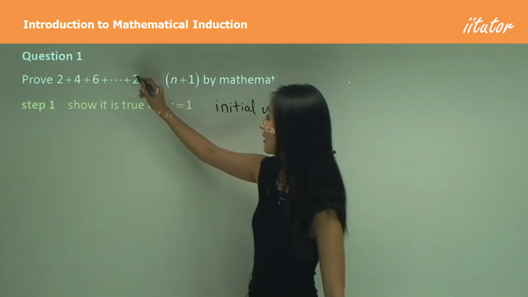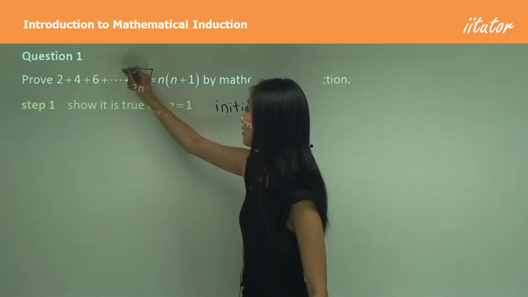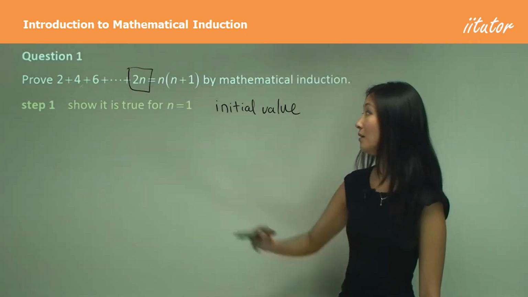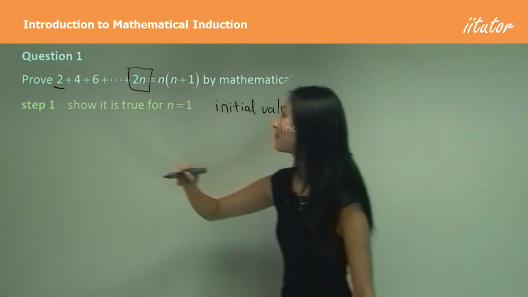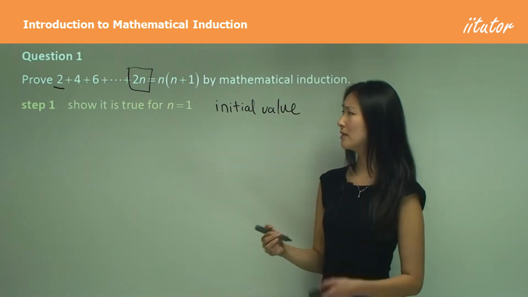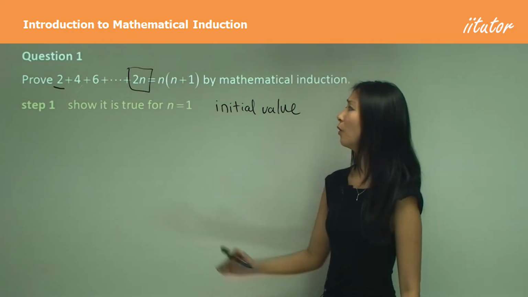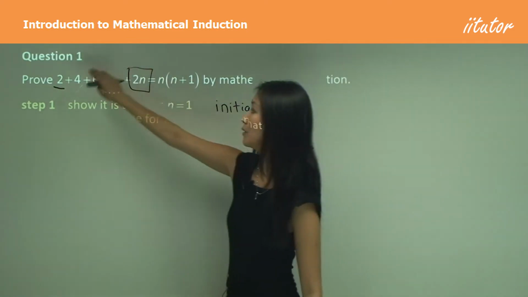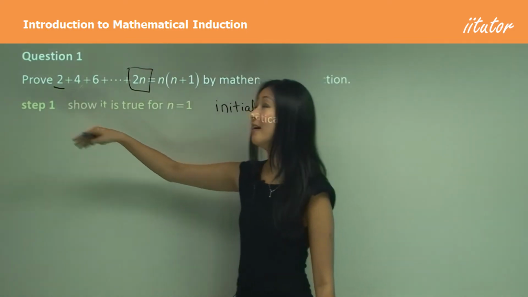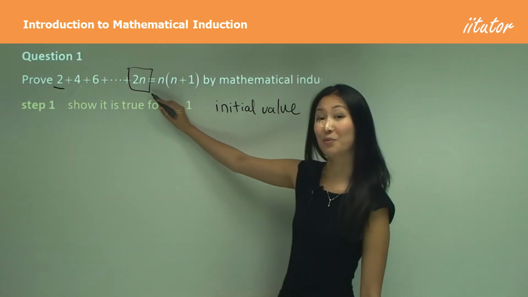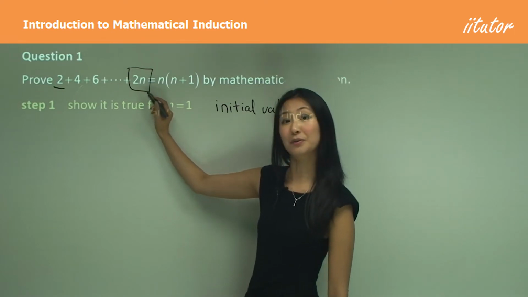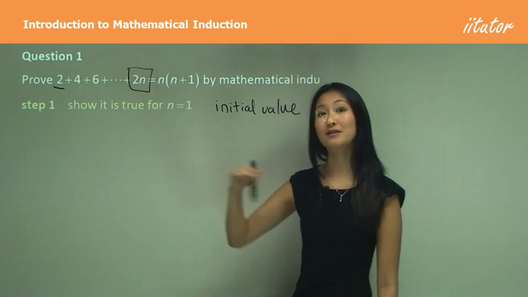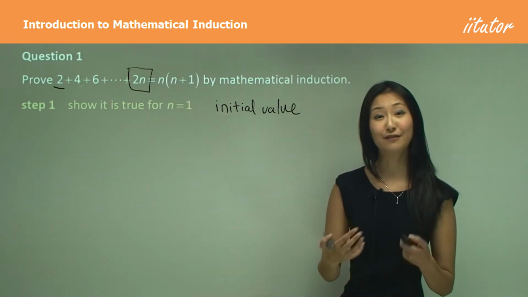So what we consider is, firstly, your general formula here, which is 2n, and then we consider our first value. And then we think, what does n have to be for the general formula to equal the first value? And you can see that n has to be 1, doesn't it? For 2n to equal 2, n must equal 1. So that's the first value of n that we have to prove.